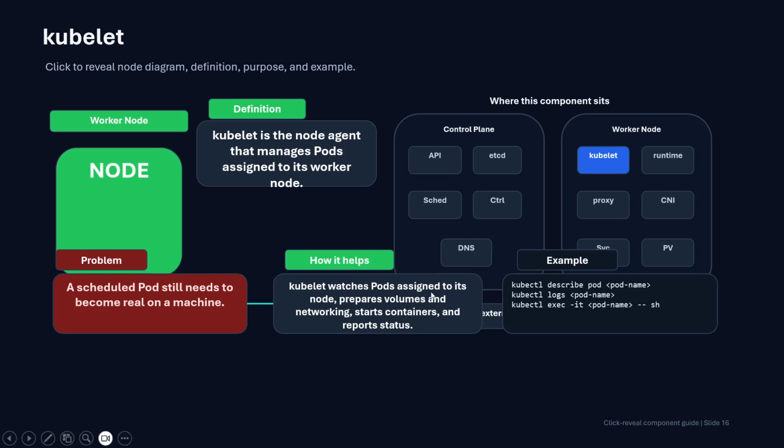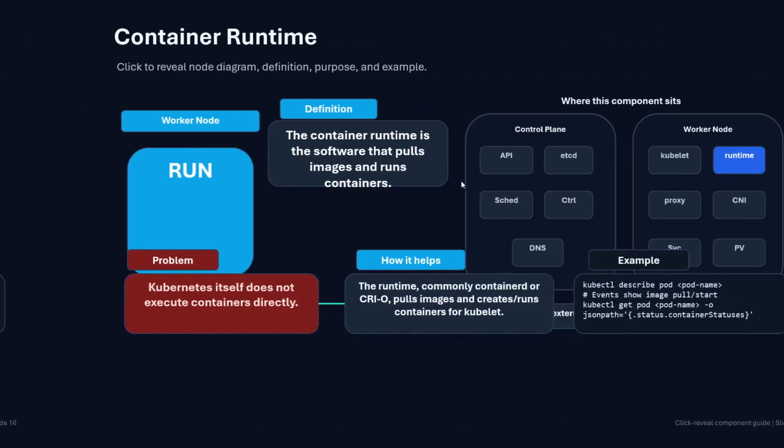Kubelet watches pods assigned to its node, prepares volumes, networking, starts containers, and reports status. Once a pod is assigned to a particular node, the Kubelet will take care of it. It will create its volumes, networking, start containers, and report status. That is the Kubelet component. Kubelet is your worker node component. It is not a control plane component.